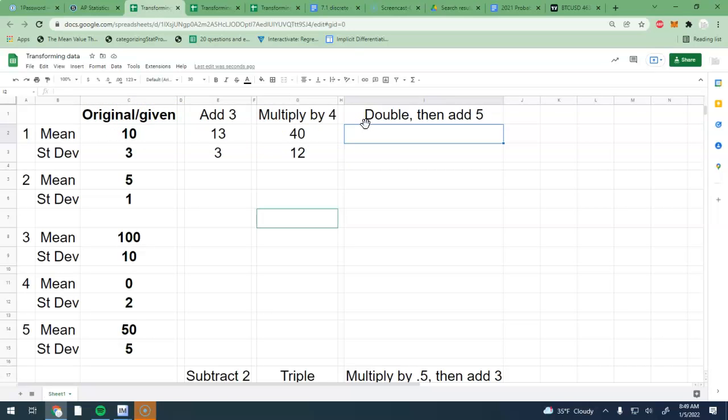So then if I keep going, like double, then add 5. For the mean, I would double it and then add 5 because the mean is impacted by everything, so that's 25. But the standard deviation is only impacted by multiplying. So I basically ignore the add 3, and I just double the original. So that'd be 6.